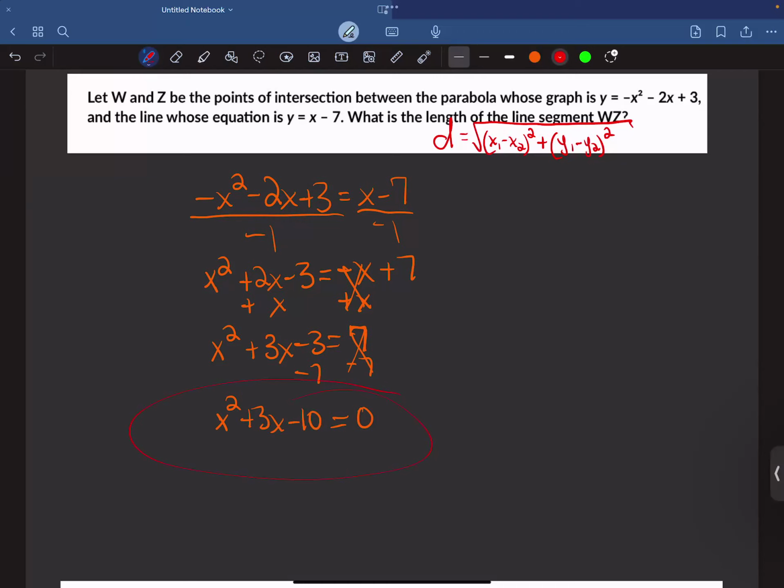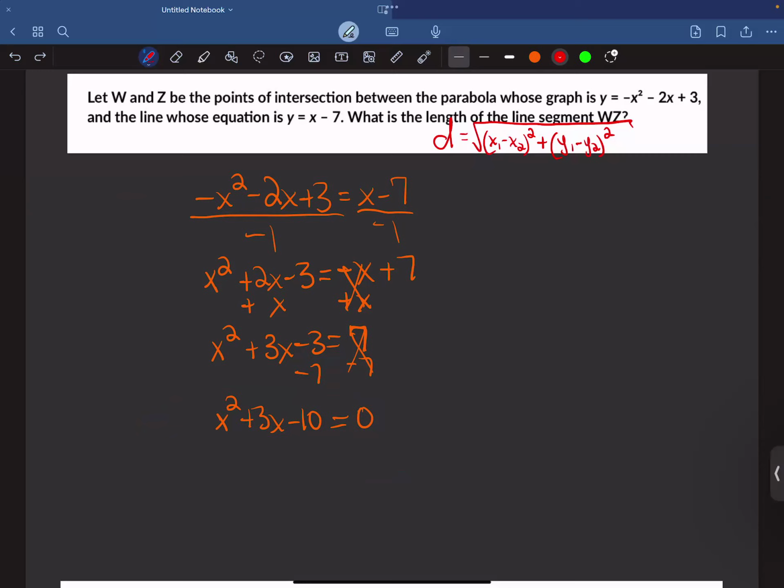This is a perfectly factorable and solvable equation. What we need is to find our x values, because we know the distance formula deals with 2 coordinates, but we don't have any coordinates yet. We don't have any ordered pairs, so we need to find some x values. So let's do that.